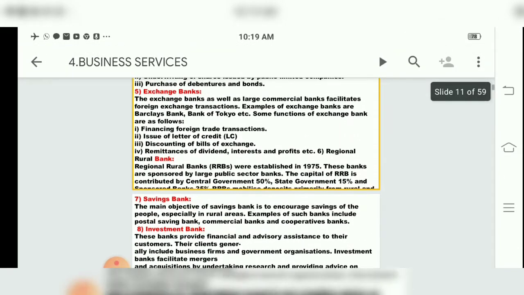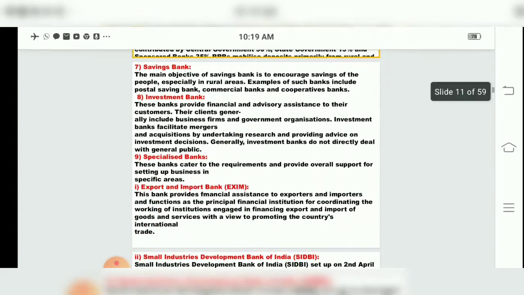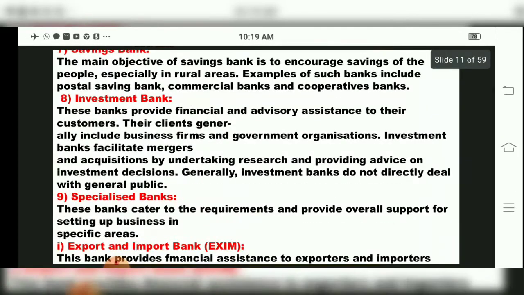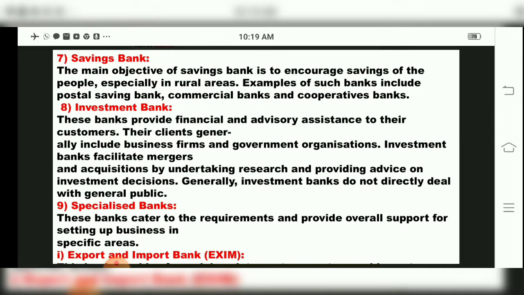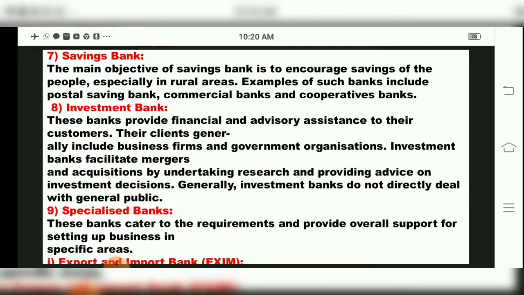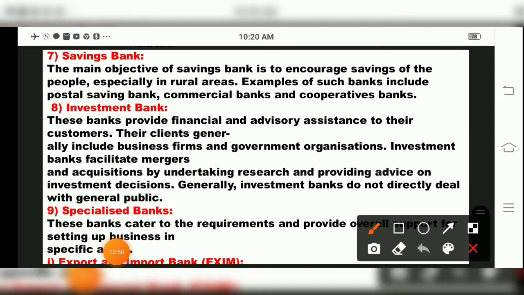So this was done by whom, children? Regional Rural Banks, RRBs, where the contribution of finance was made by the central government, the state government, and sponsored banks, to attract rural investors so they can deposit more and more money. In which bank? RRB, Regional Rural Bank. Then we come to our next bank, children, that is the Savings Bank. So we'll see that.